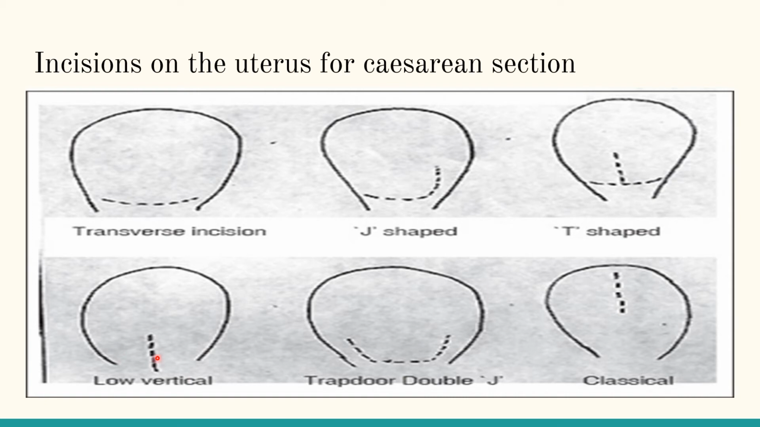Here you can see the Kronig incision, that is low vertical incision taken on the lower segment of the uterus, but there is more chance of extension downwards. So this is not a very safe incision. And this is a U-shaped incision, that is double J-shaped incision. And this is the image showing the classical incision, wherein the vertical incision is given on the upper segment of the uterus.